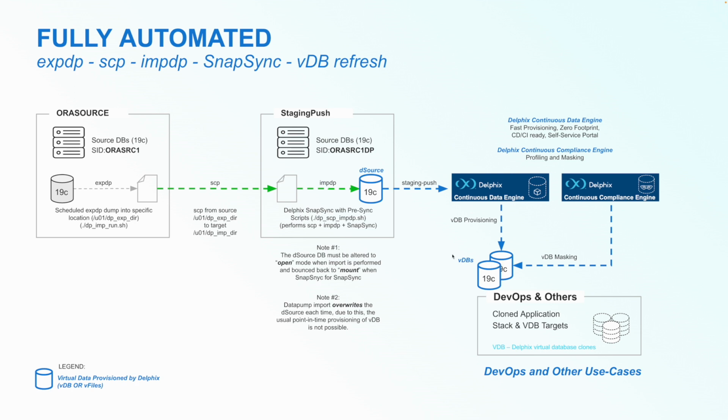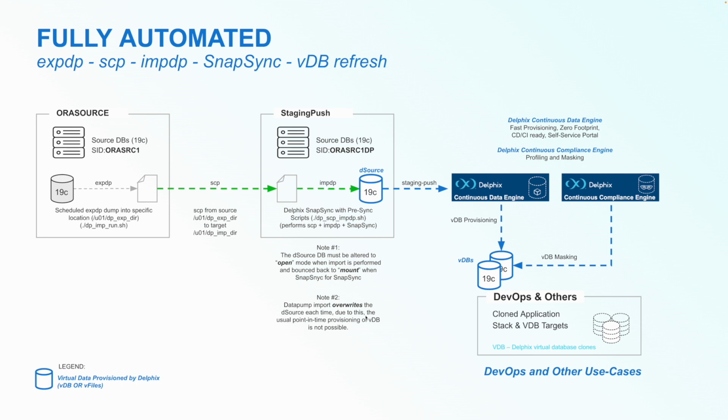Now do note that for DataPump, the source DB and the target DB, our dSource, must be in open mode when import and export is being performed. The thing is, our dSource is always in mount state. So before the import takes place, we have to make sure we alter the database to open so that the import will be successful. And once that is done, we have to bounce the dSource back to mount state in order for the SnapSync to be successful.